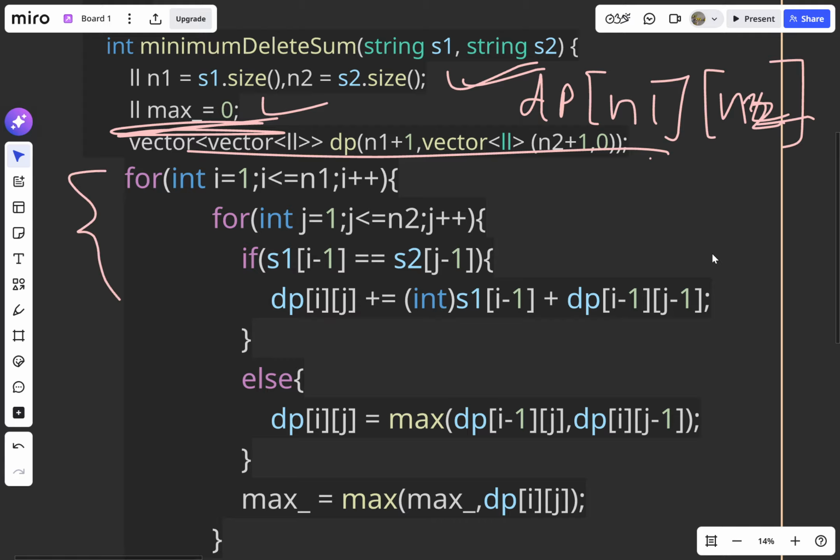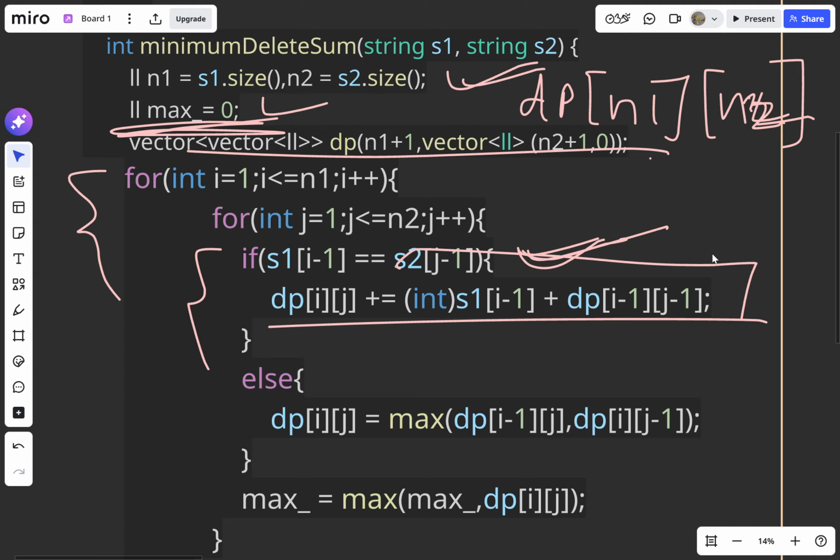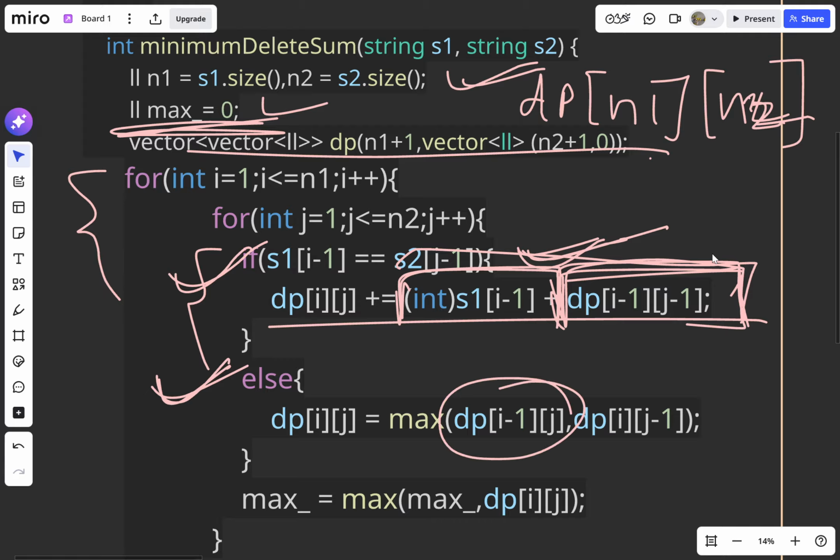After that we have made the 2D DP array, and after that we have the two nested for loops. Now this is the main condition, where if both the adjacent characters are similar, we will get the initial value plus the ASCII value of that particular character, the initial value by deleting both of them. And if they are not same, we will delete any of them, either from I or from J, so we will take the max from these two.